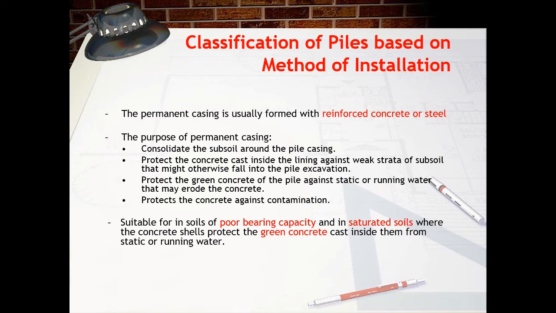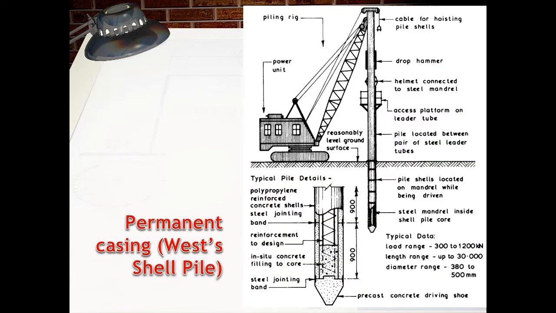It is suitable for the soil of poor bearing capacity and in saturated soils, maksudnya ada air, where the concrete shell protects the green concrete cast inside them from the static or running water. The first example for permanent casing we have is the precast shell pile. So ini adalah untuk casing yang permanent, casing yang memang takkan di withdrawn daripada tanah.